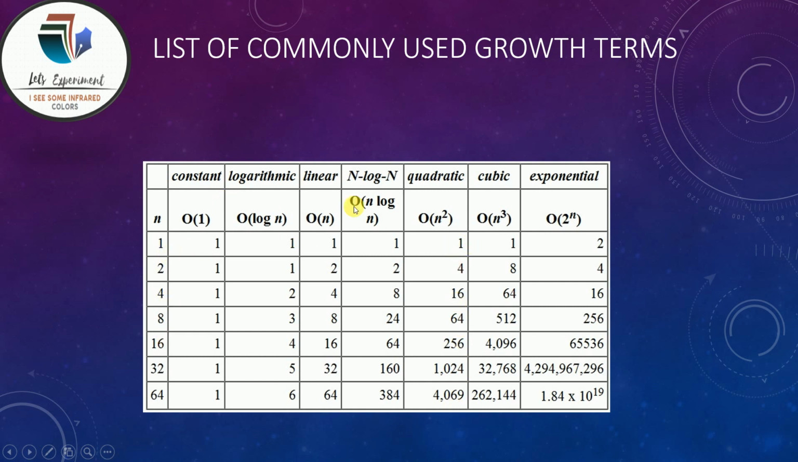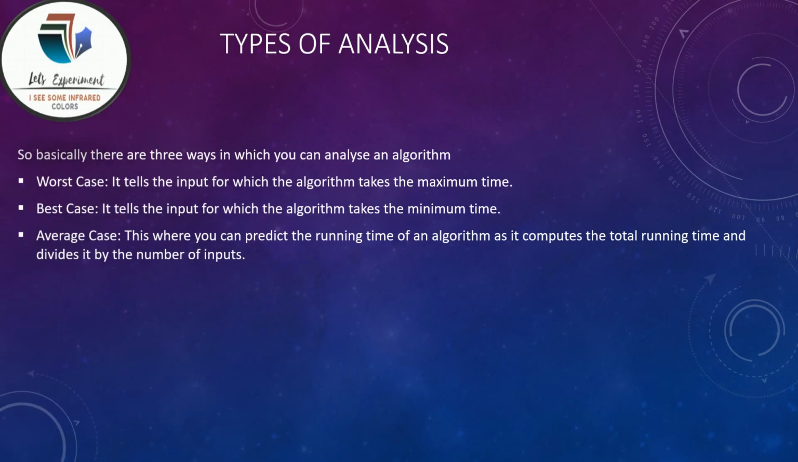So these are some commonly used growth terms in which your algorithm may grow, right? So I hope this is clear, and if not, please comment below. I'll be telling you, and I've also mentioned my ID in the description box. So let us go further. Types of analysis of an algorithm. You can analyze an algorithm in three ways, and that is the worst case scenario, the best case scenario, and the average case scenario.